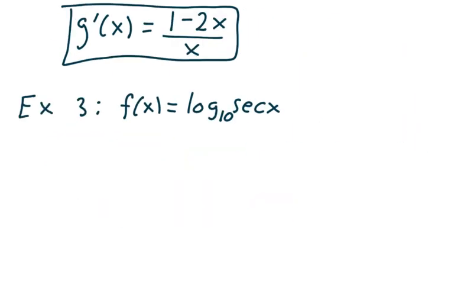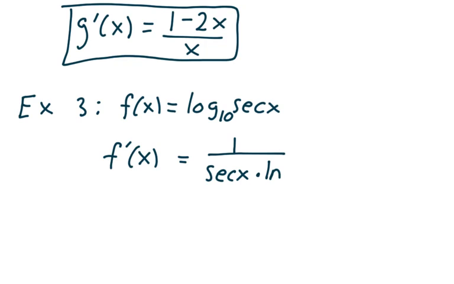Now, so I'm going to do this. So f prime of x is 1 over. Now, instead of 1 over x natural log of 10, it's going to be 1 over secant x times natural log of the base. The base is 10, so it's natural log of 10. But by the chain rule, remember that we have to multiply by the derivative of secant x.